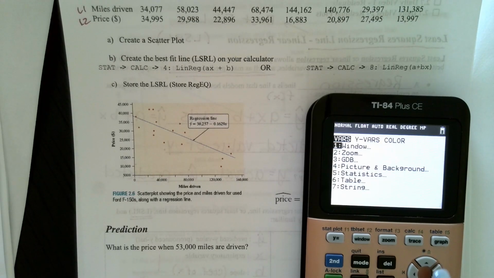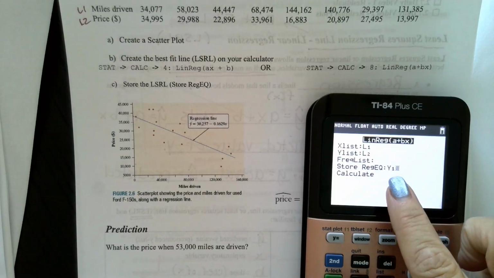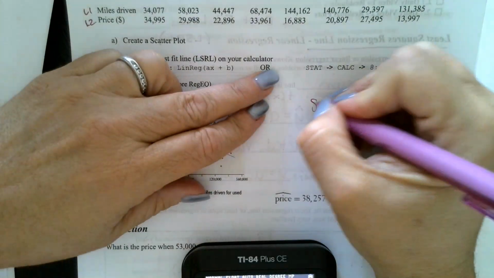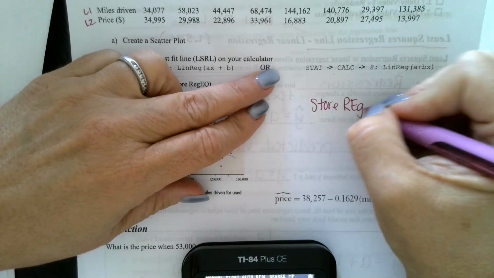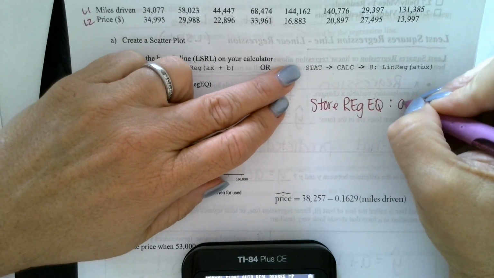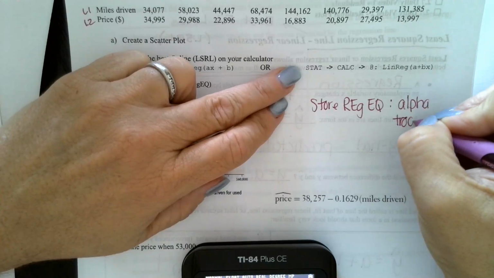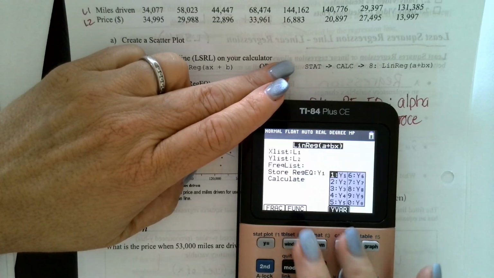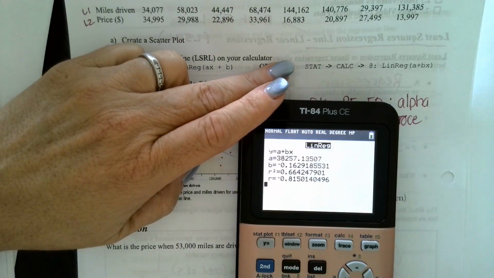To do that, you're just going to put the variable in where you want to store it. So if you go to vars, you can go to yvars, and you can pick that, or you can do alpha trace, and I can pick L1. So I'm saving this graph here as Y1. Let me write this down just so you have it. If you want to store your regression equation, then you're going to hit alpha trace, right here. Then you get the variables that come up, and you would pick the one that you want. So I picked Y1, and then I run this and I calculate it.